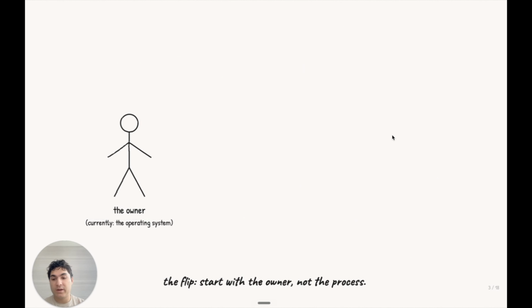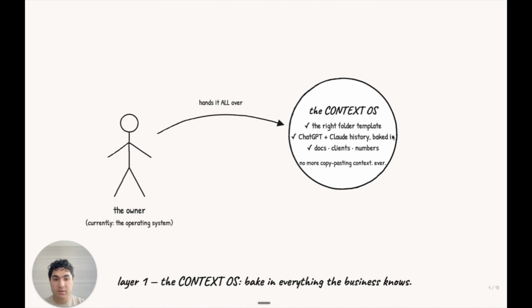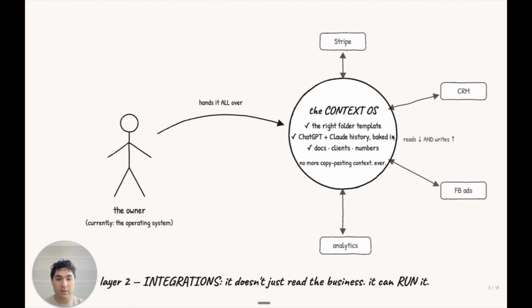So what is that? Let's flip this. We start with the owner. That is where the operating system works around. The owner has access to the entire operating system, not the process behind this. So we hand it all over to the owner, the context OS, which bakes in everything the business knows: the raw folders, the ChatGPT plus the Claude history, the docs, clients, numbers, everything that the owner hands over to us. We put that in the context operating system around the business.